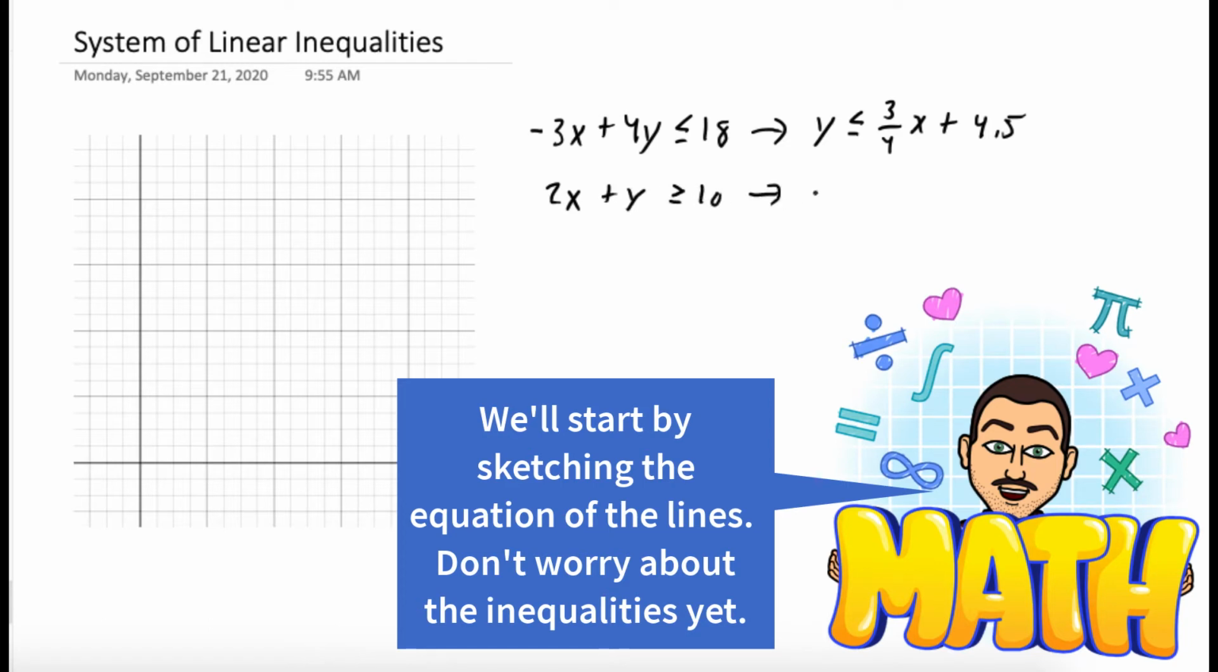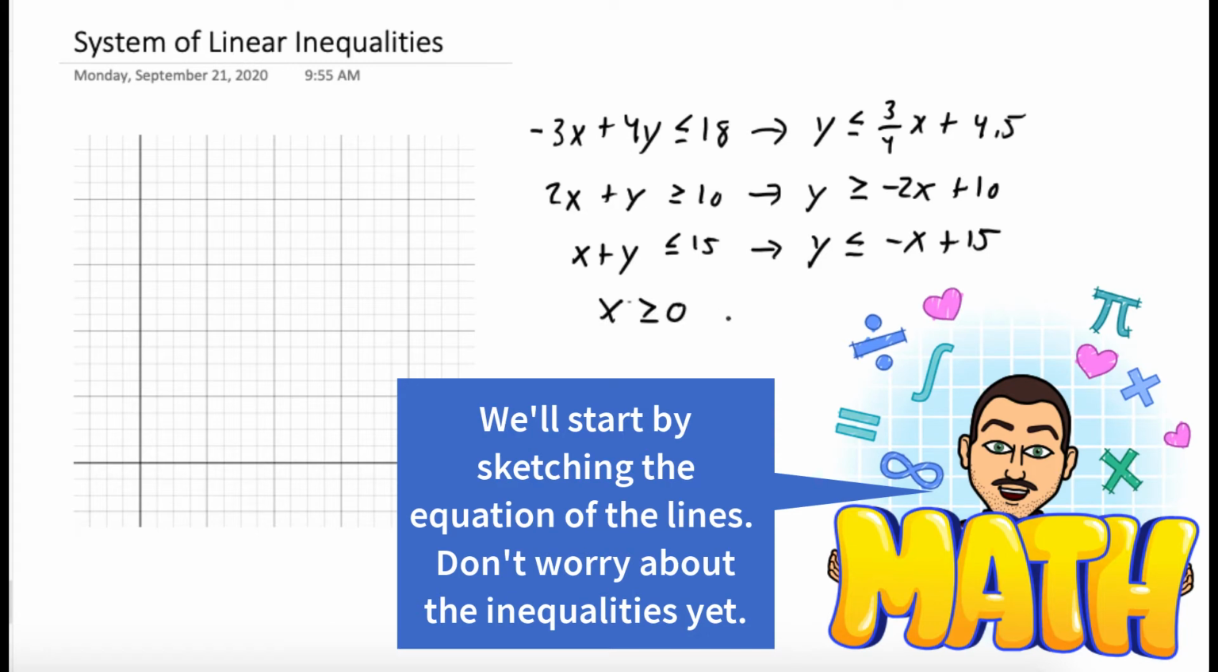So 2x plus y is greater than or equal to 10 we could rewrite as y is greater than or equal to minus 2x plus 10. Again, just get y by itself. And we'll do this for all of the inequalities. x plus y is less than or equal to 15. Subtract over the x, we get y is less than or equal to negative x plus 15. You can see all these are going to be really easy to graph. Since we have x is greater than or equal to 0 and y is greater than or equal to 0, we know that our region is going to be in the first quadrant.